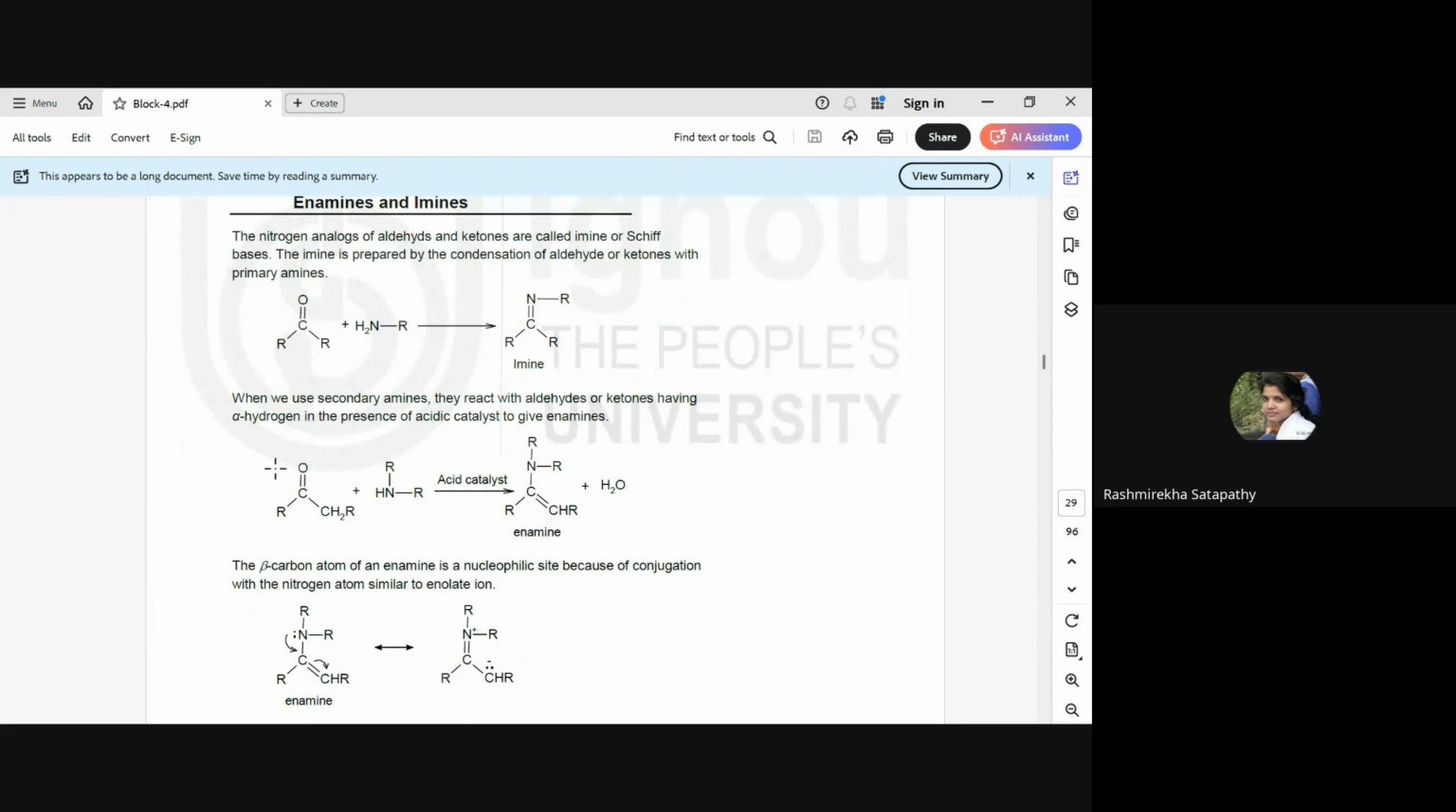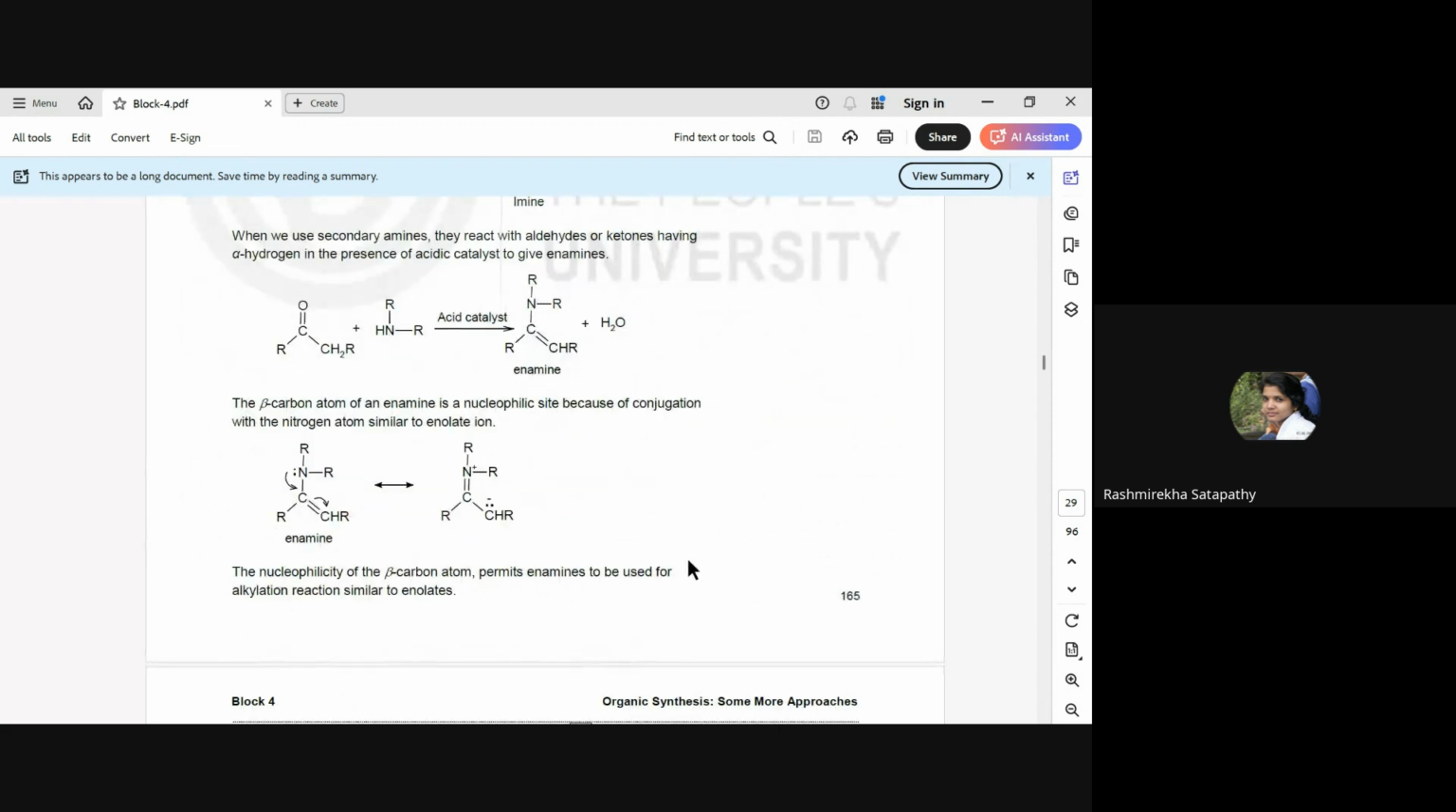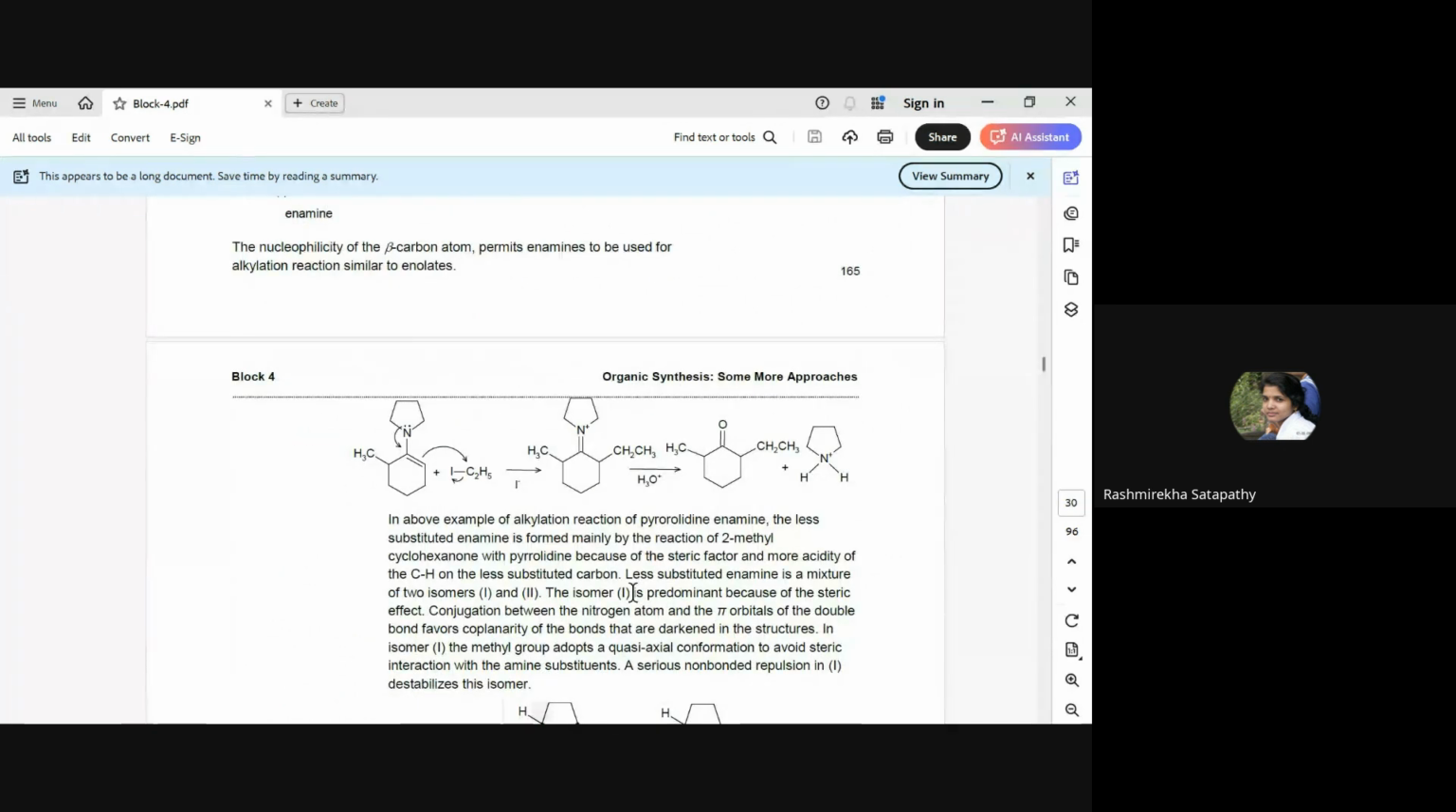When we use a secondary amine, it reacts with an aldehyde or ketone having alpha hydrogen to give the enamine. The beta carbon atom of the enamine is a nucleophilic site because of conjugation with the nitrogen atom, similar to the enolate ion. The beta carbon atom can undergo alkylation similar to an enolate. The nucleophilicity of the beta carbon atom permits the enamine to be used for alkylation reactions.